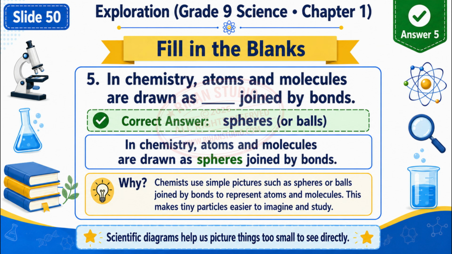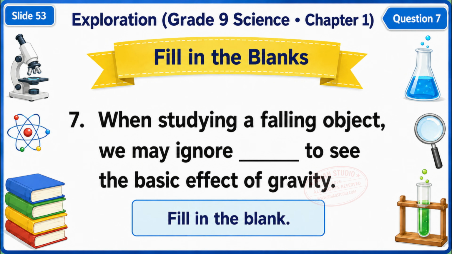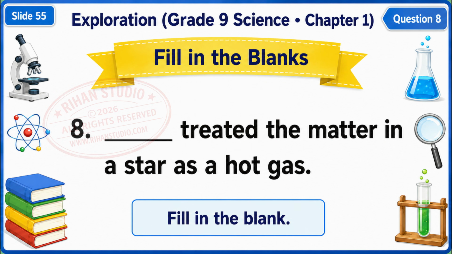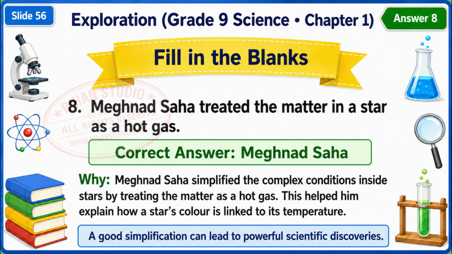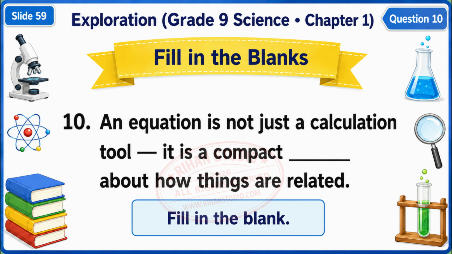In chemistry, atoms and molecules are drawn as spheres or balls joined by bonds. Building a model means making assumptions and deliberately ignoring certain details. When studying a falling object, we may ignore air resistance to see the basic effect of gravity. Scientists treated the matter in a star as a hot gas, as Meghnad Saha did. Quantities like mass, velocity, force, and current are written as m, v, F, and I.